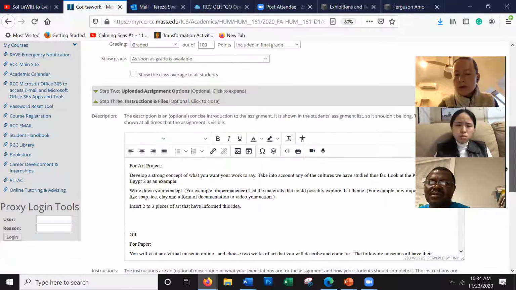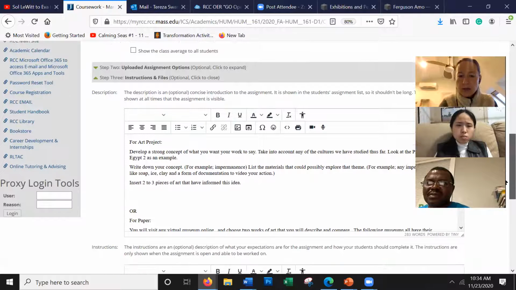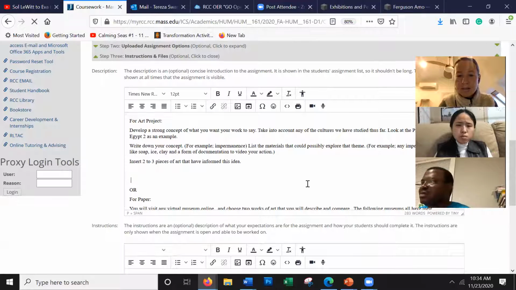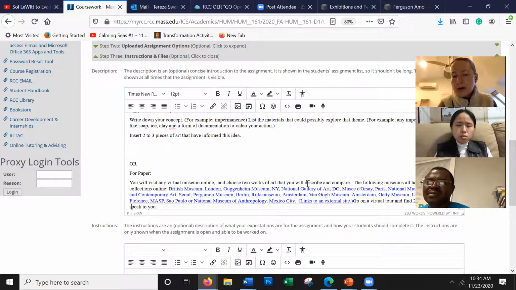You have two possibilities for the final. You can either do an art project or you write a paper. The paper is comparing two artworks, and you can visit an online museum. Here are the museums that are available. You can go anywhere online. Don't go in person, it's not worth it.